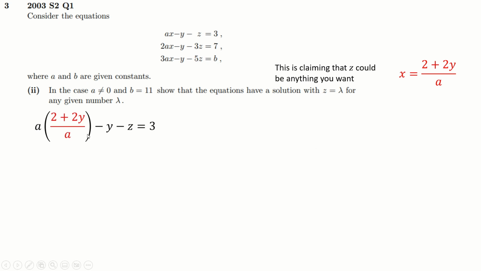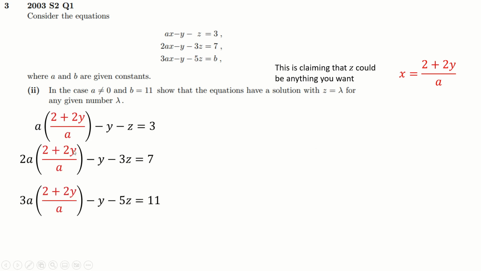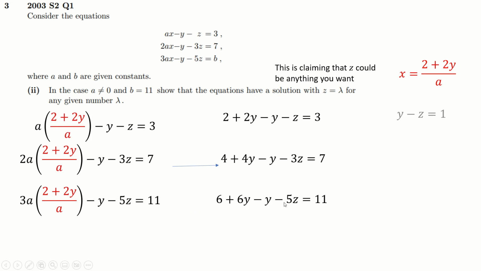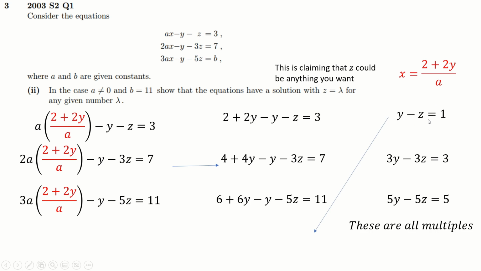If I go back to the equations, I can put that value of x in there. All the a's cancel, which is absolutely lovely of them. So we get these three equations, which all simplify down to these three, which are very simple and very nice because they're all multiples of each other, right? This times by 3 is this, times by 5 is this. This is just one equation, right? So we just get this one equation that y equals 1 plus z.